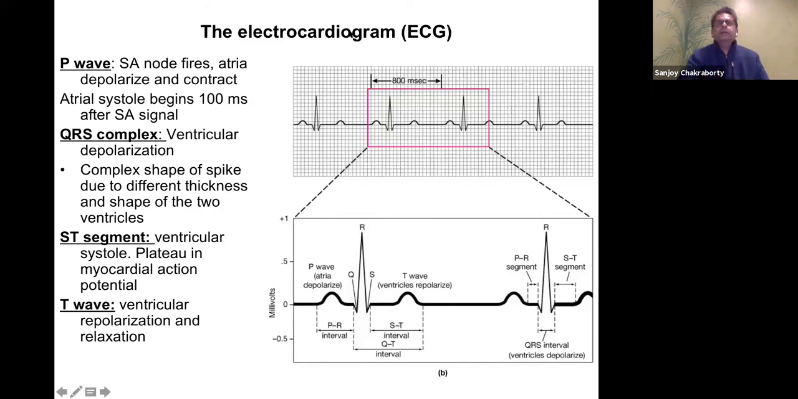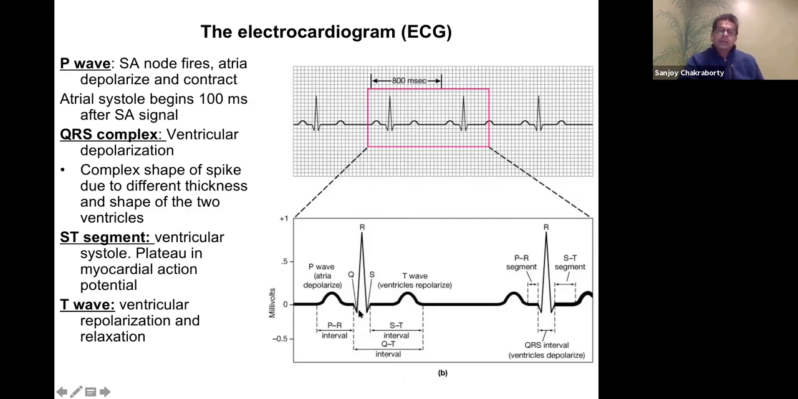But in that electrical activity, we really cannot see it because it is masked by QRS complex. So that tiny atrial relaxation, or repolarization, you cannot observe in this graph because that is masked by QRS complex, which is the ventricular depolarization.